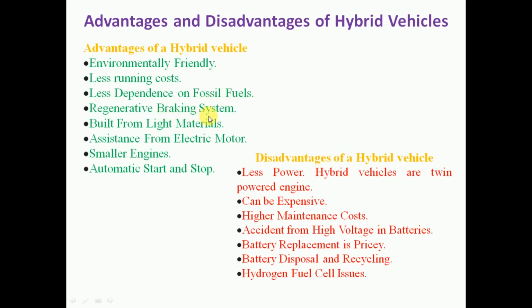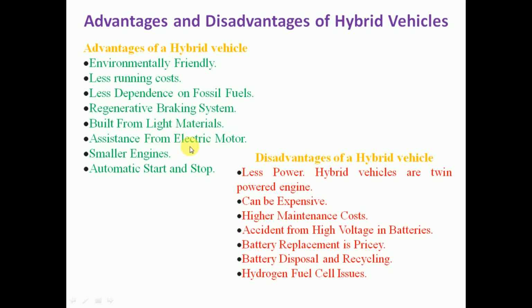The regenerative braking system is used. Regenerative braking system means that while running on the internal combustion engine, we are going to generate electricity by using the generator, then we are going to use it to charge the battery. Then the charged electricity we are going to use to run the vehicle. Then it is built from light materials. That vehicle is built from light materials to have better performance.